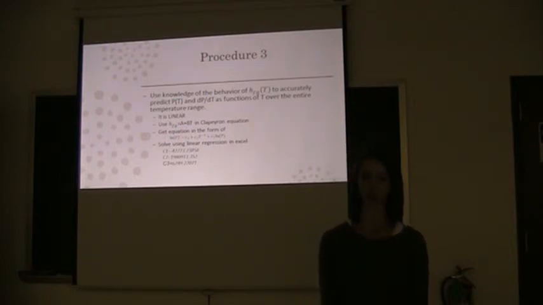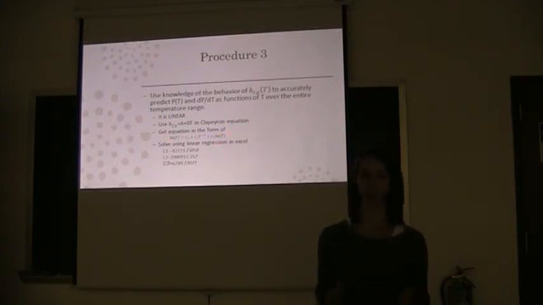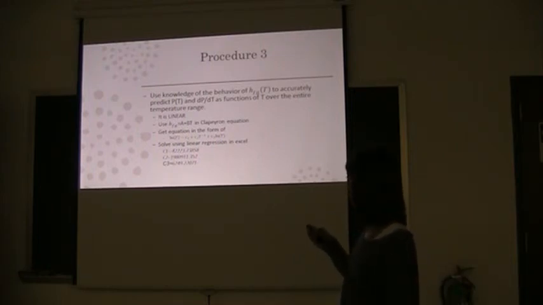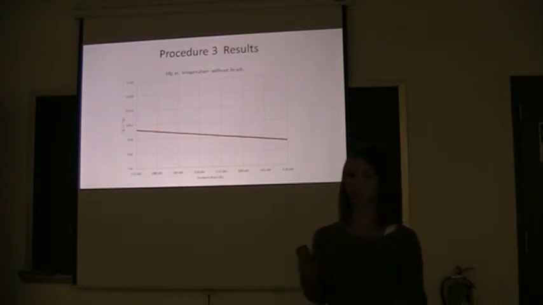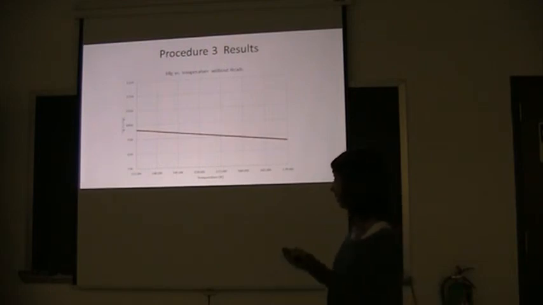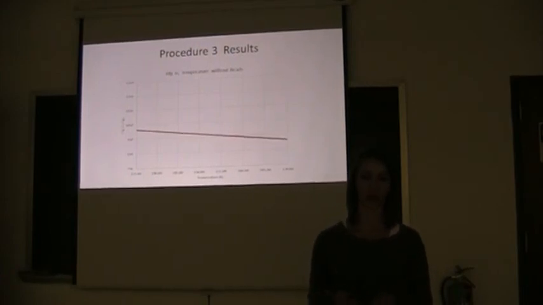Once I got my C values, I plugged them into this equation right here. Then I took the derivative to obtain a function that I could relate to the enthalpy with the Clapeyron equation. Once I did that, I came up with this function right here. It's still a little off compared to what I'm supposed to get, but this is so far the best way to calculate enthalpies using the Clapeyron equation compared to procedures 1 and 2.